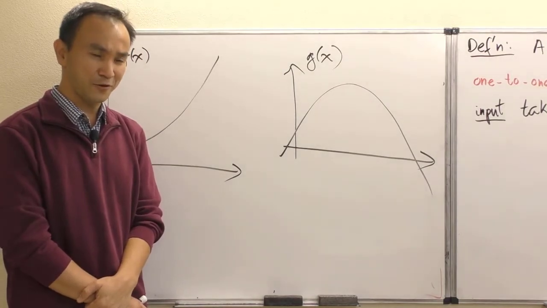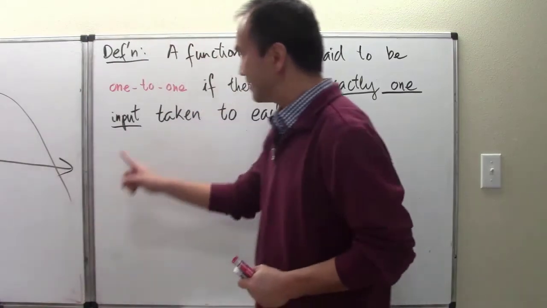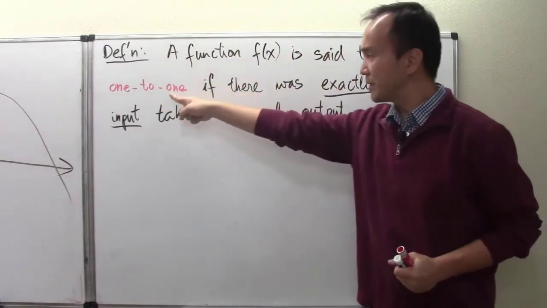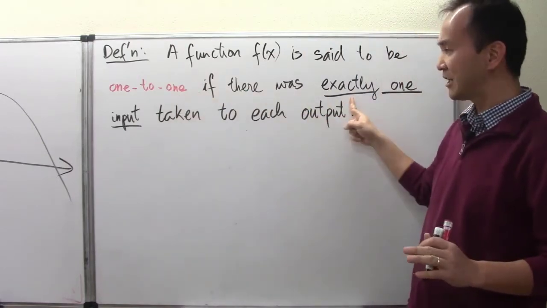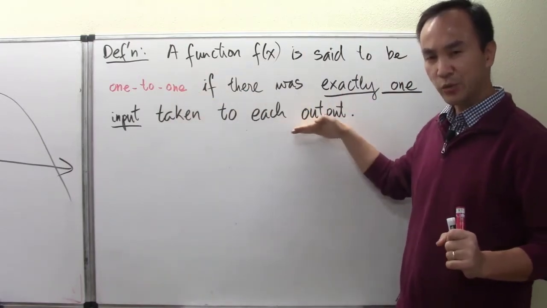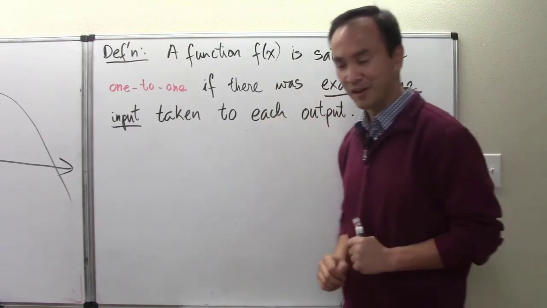Okay, so recall for yourself again. A function is said to be 1-to-1 if there was exactly one input taken to each output. Only exactly one input to each output. Okay?